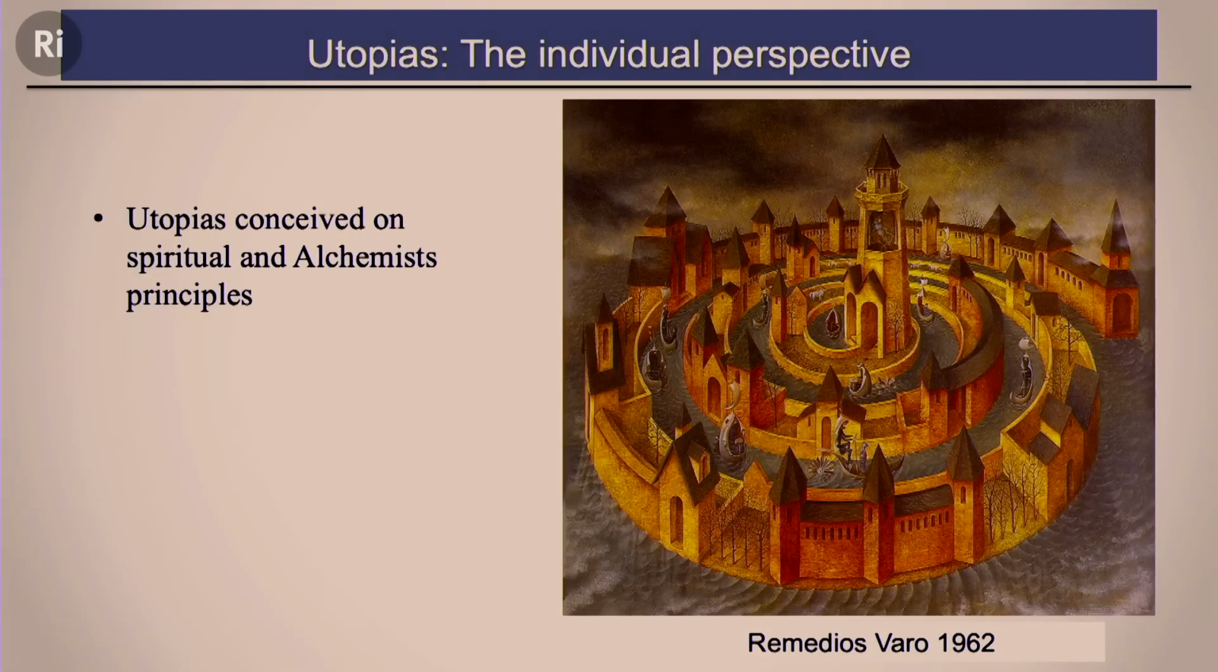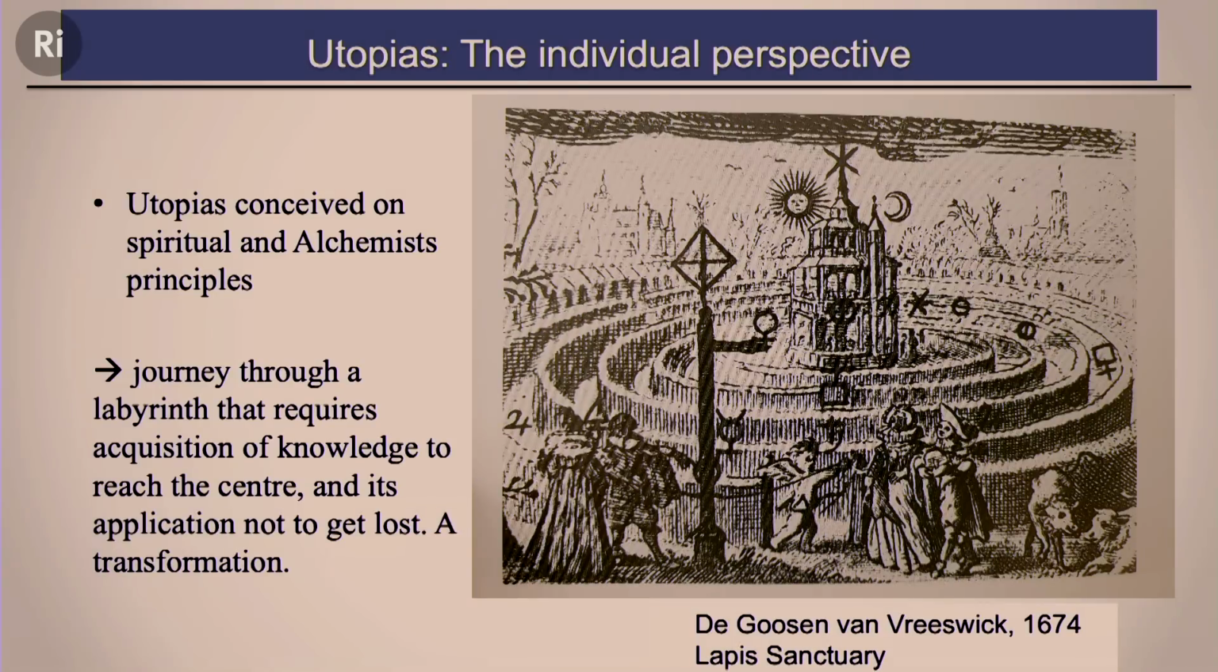You have another utopia, which is about exploration of your environment, your relationship with the environment, access to resources. And then you have another one, which relates to the individual perspective. One of those is depicted here in Remedios Varo's painting, in which this type of utopia relates to the spiritual and alchemist principles. And this painting is actually based on this other work by de Gusen, that actually had a labyrinth. So the whole idea is how the individual will enter this labyrinth.